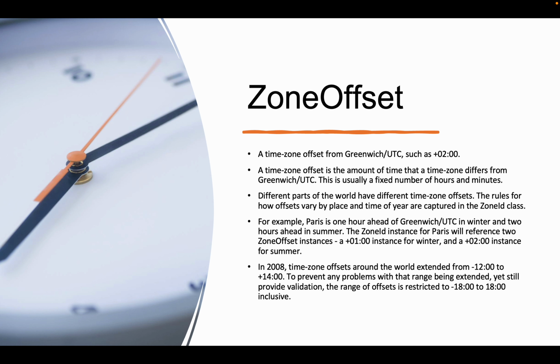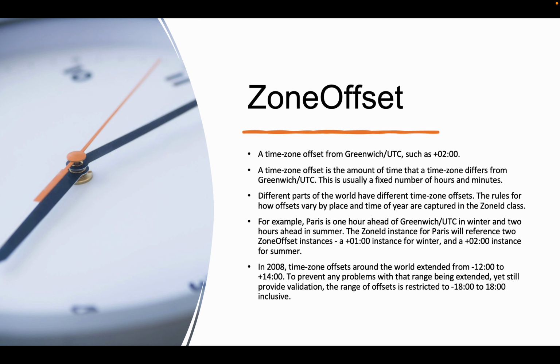So the zone offset is a time zone offset from Greenwich UTC, such as 02:00. So what is that 02:00? It's a time zone offset, and is the amount of time that the time zone differs from the Greenwich UTC. This is usually a fixed number of hours and minutes. So the different parts of the world have different time zone offsets.